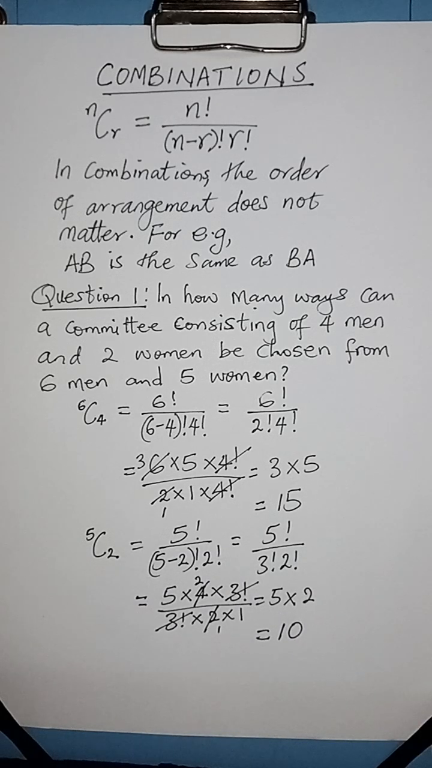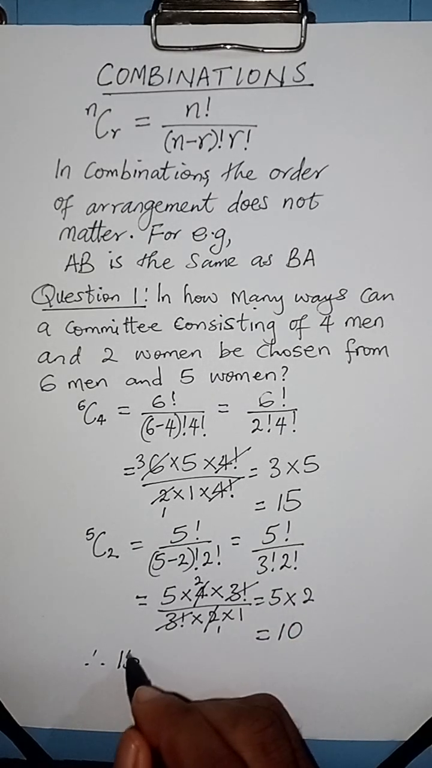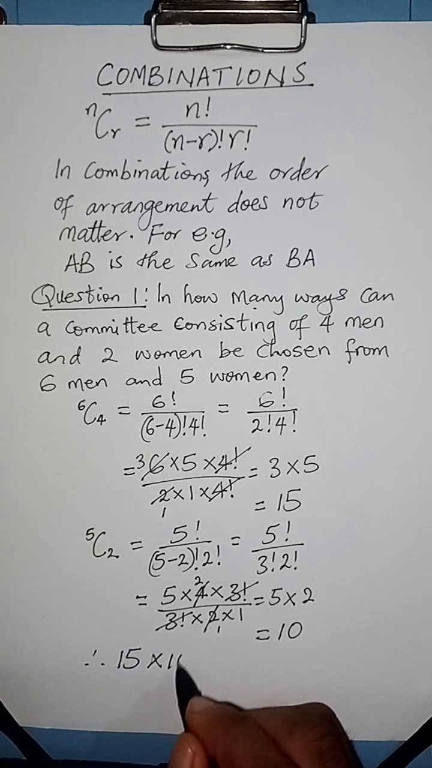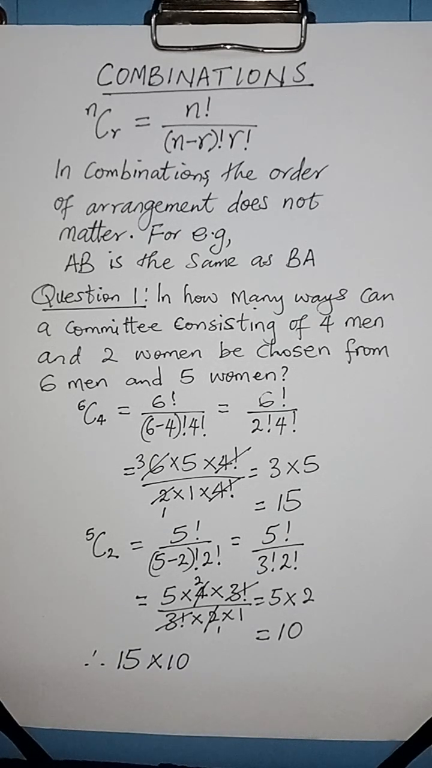Now remember, the question is, in how many ways can a committee consisting of 4 men and 2 women be chosen from 6 men and 5 women? So what is the last step to take? Therefore, the committee will be made up of 15 choosing men, multiplied by 10 choosing women, and that gives us 150 ways.